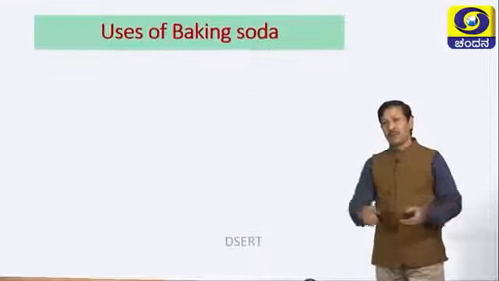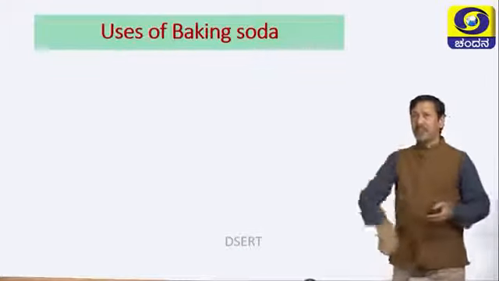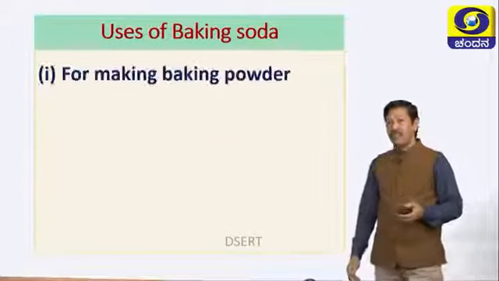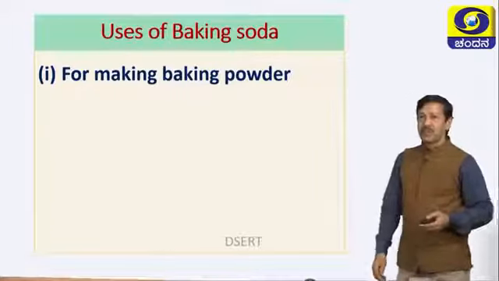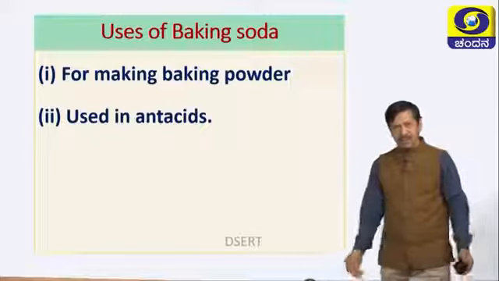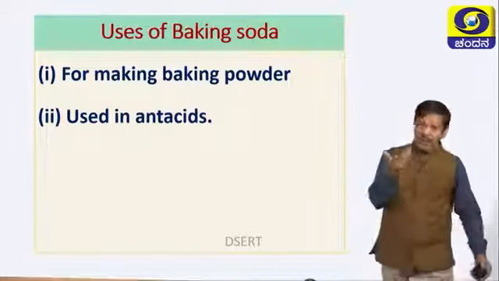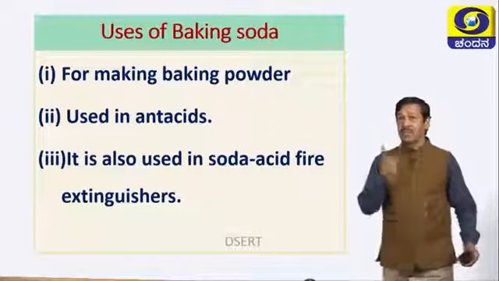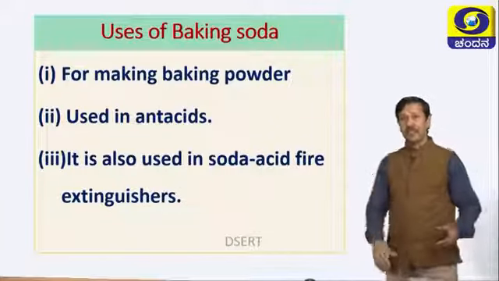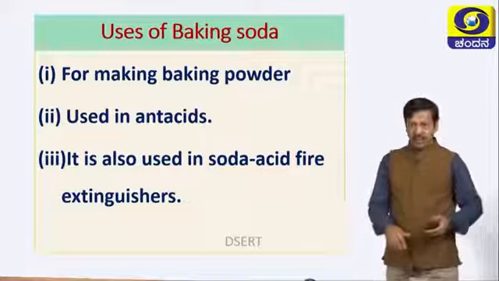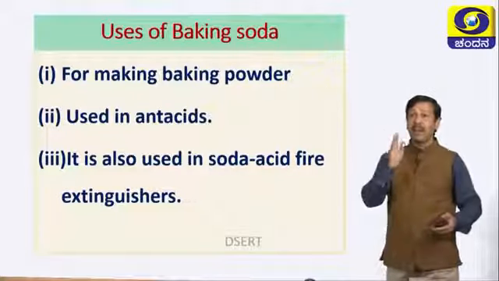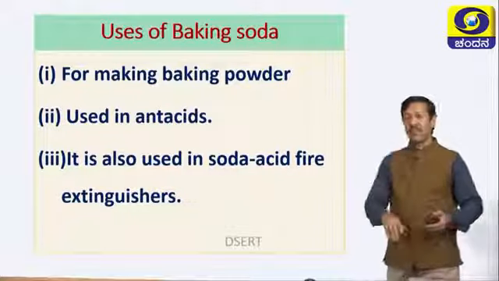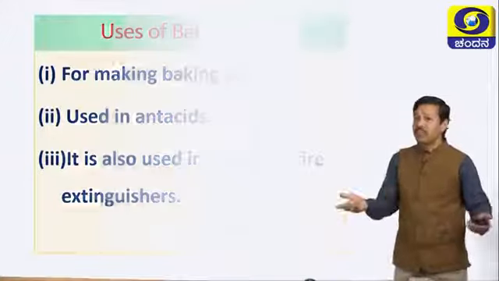Now let us move on to the next one, uses of baking soda. That is already told: it is used for making baking powder and as an antacid. Then it is also used in soda acid fire extinguishers because it produces carbon dioxide. Carbon dioxide is a fire extinguishing substance. It is not a supporter of combustion.